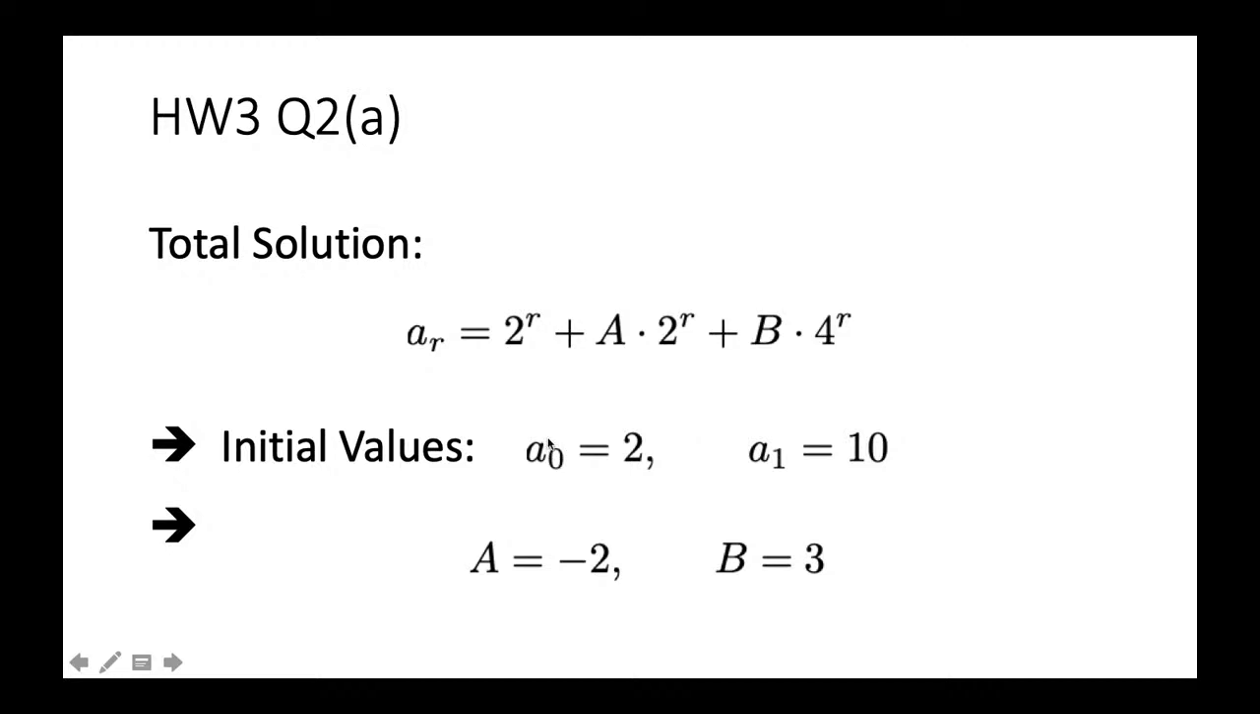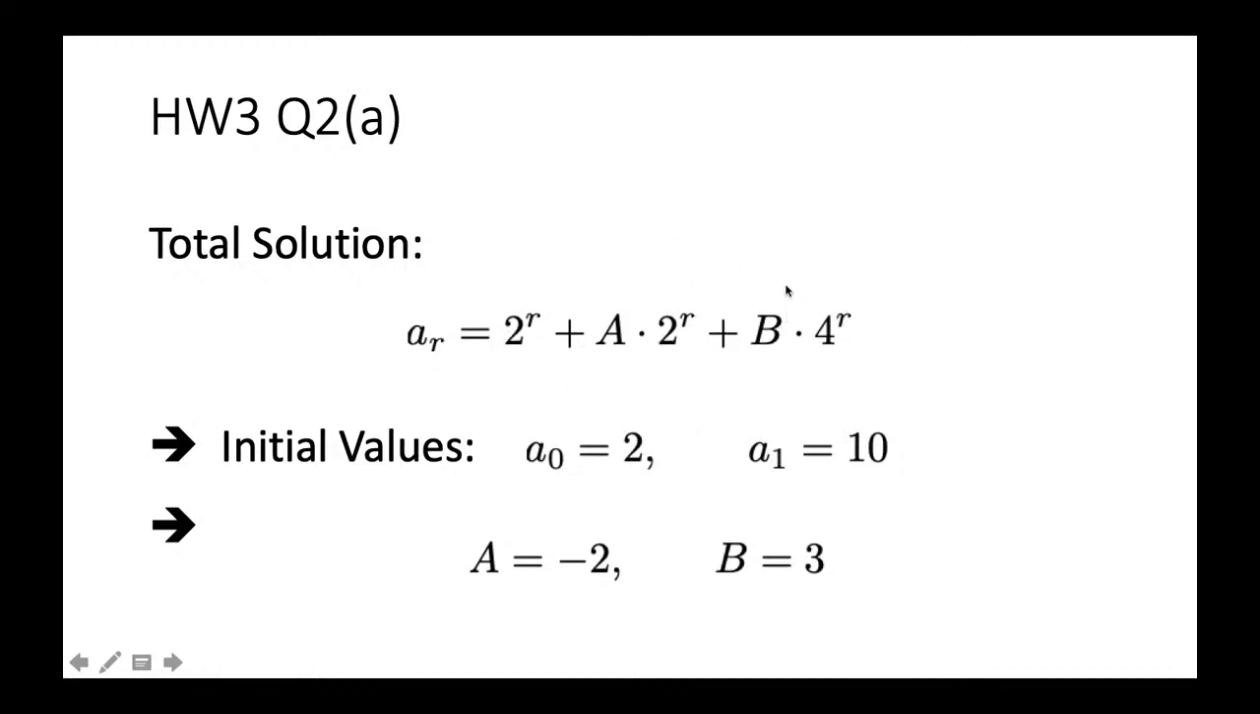But now we have initial values given as well. When we have initial values 2 and 10, then we cannot have any A or any B to be written here. When we have the initial values, we will have corresponding equations. a_0 is equal to 2 to the power 0 plus A times 2 to the power 0 plus B times 4 to the power 0. So we will have a_0 is equal to 2, giving an equation 2 is equal to something in terms of A and B. We will also have another equation, 10 is equal to something in terms of A and B.